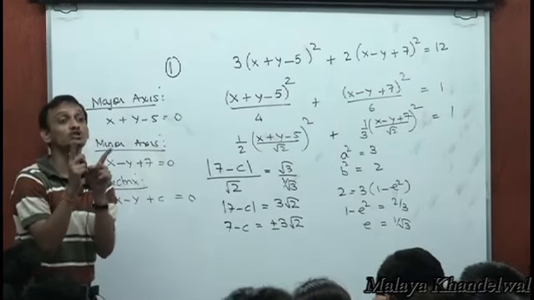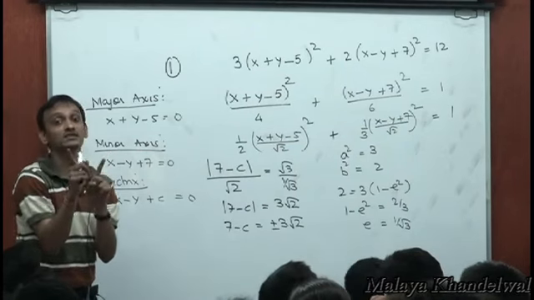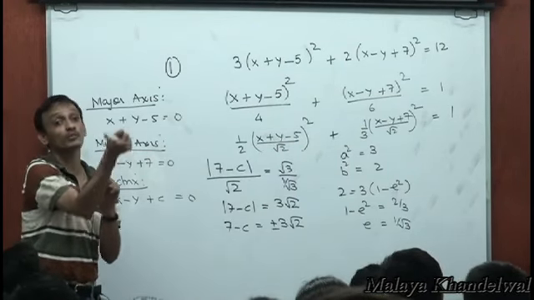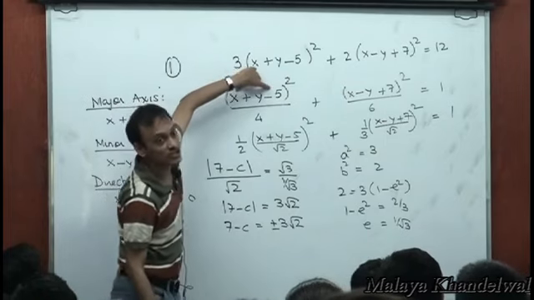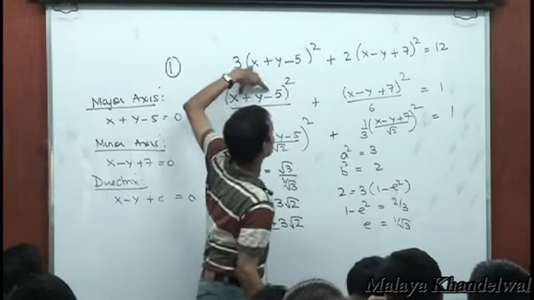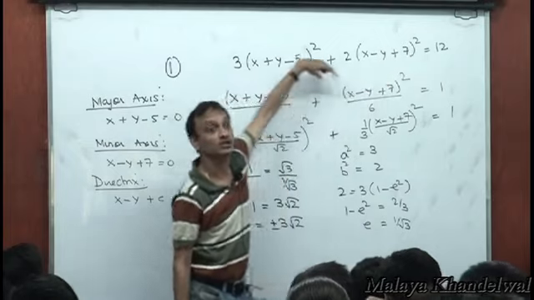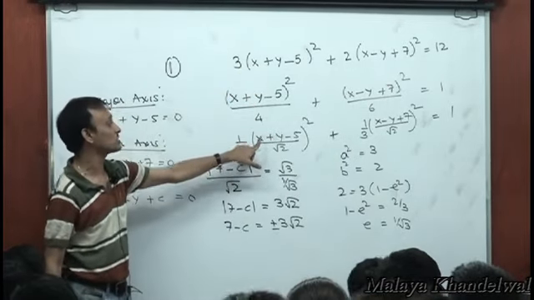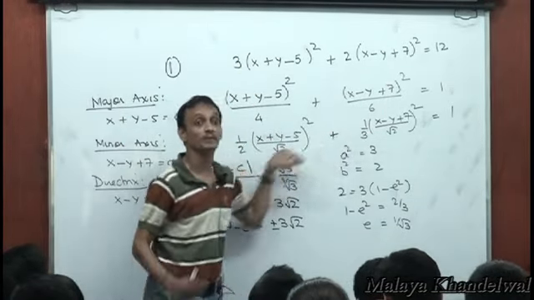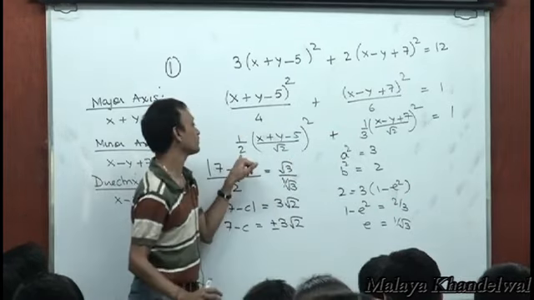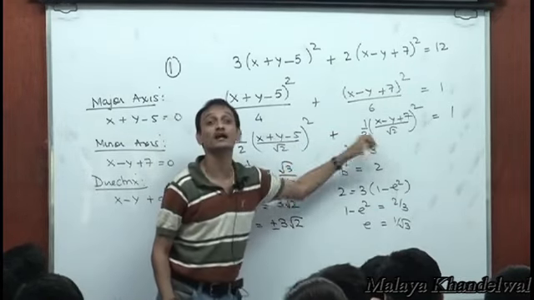Pm squared is the distance of P from the major axis, Pn squared is the distance of P from the minor axis. So if this is the minor axis and this is the major axis, then the distances of (x, y) from the major axis and the minor axis would be these, divided by a squared and b squared. So a squared and b squared would be 3 and 2 respectively.